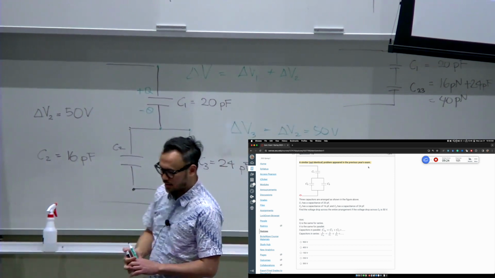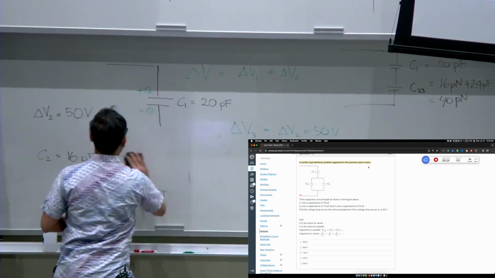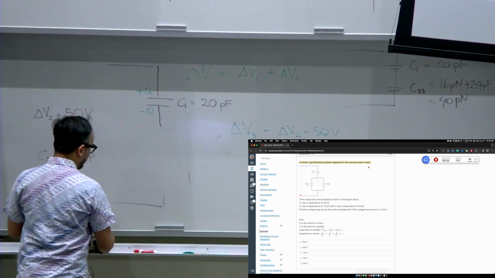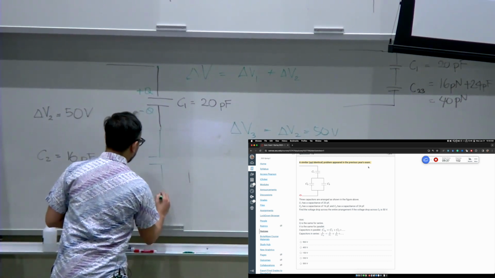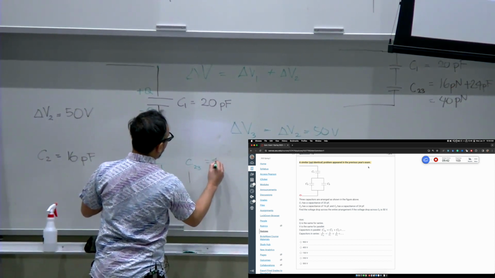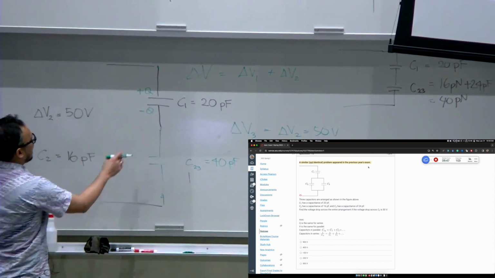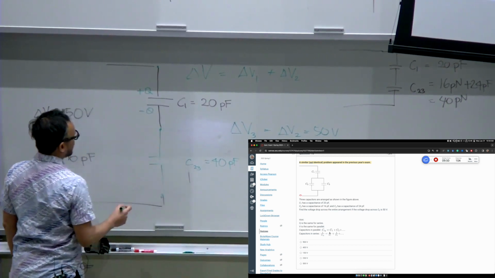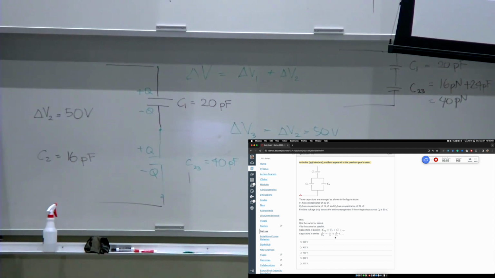I don't recommend doing this, but because of the space, I'm going to redraw the circuit to be like this. So right now C23 is equal to 40 picofarad. Now it's a circuit in series, so you have plus Q here and minus Q here. Is it clear? And what is next?